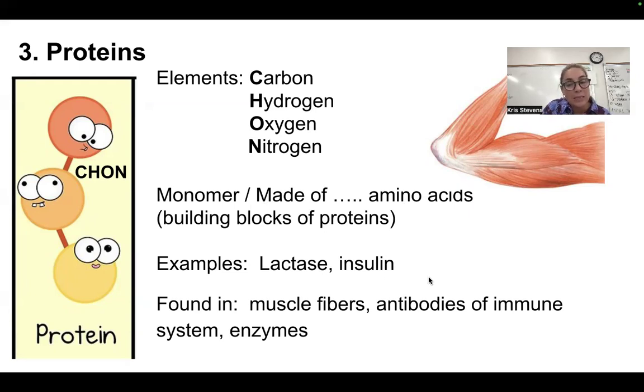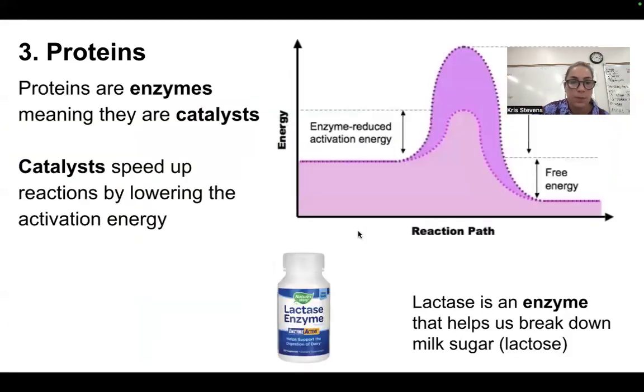Lactase. Insulin. We know diabetics use that. Our body naturally makes that. It's found in muscle fibers, enzymes, antibodies. But these are proteins. They control every metabolic function. They are enzymes, meaning they are catalysts. And this is what I just said. They lower the activation energy.